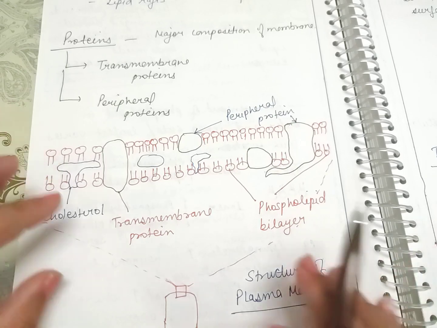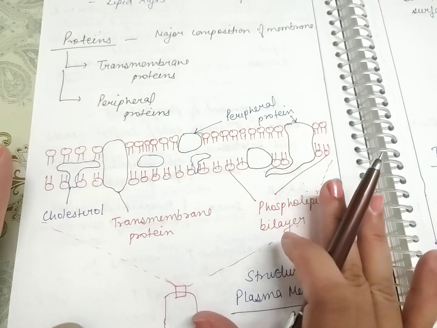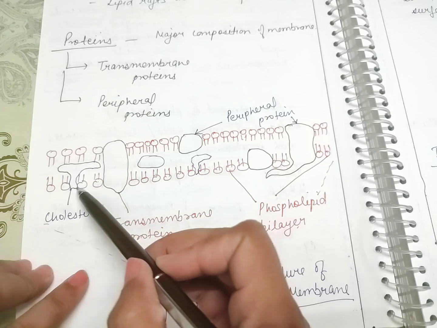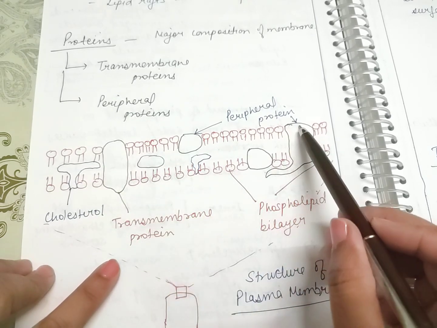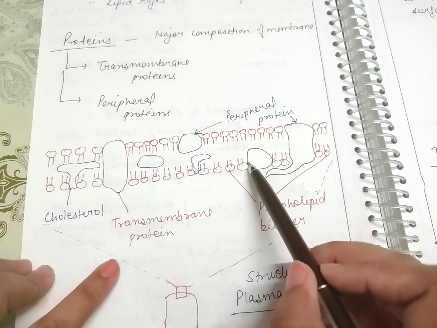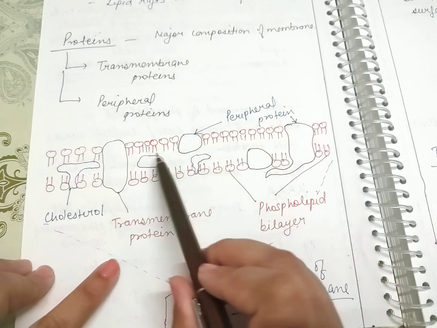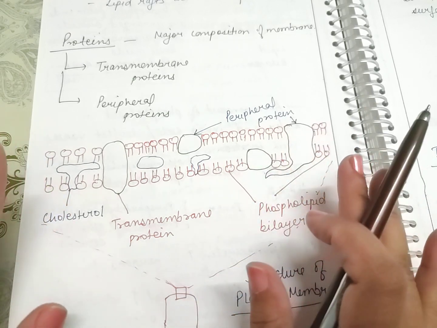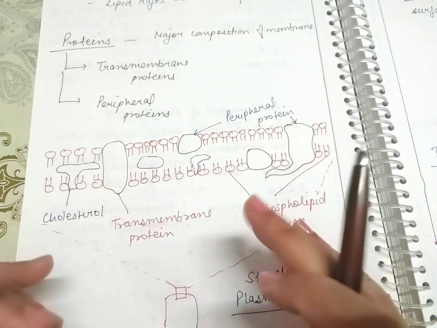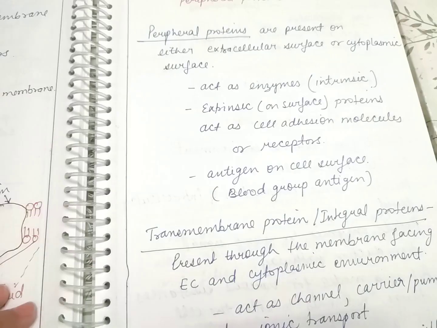So this is a complete structure of this plasma membrane. You can explain that this is cholesterol, this is a transmembrane protein, this is a transmembrane protein, this one and this one are peripheral proteins, and this whole is the lipid bilayer. Now I hope this structure is crystal clear to all of you. Now what we will be explaining is the transmembrane and peripheral proteins.